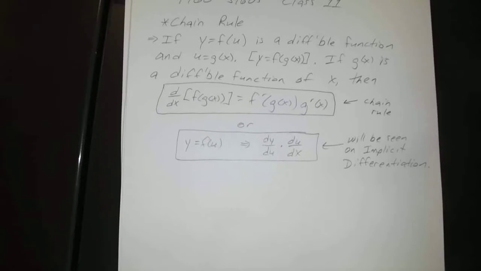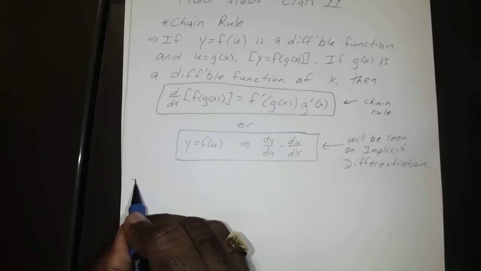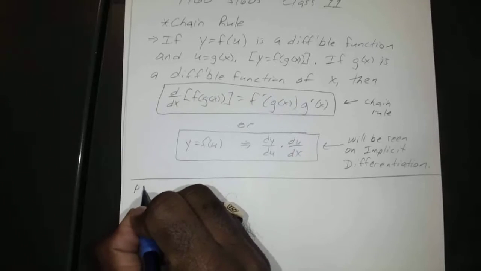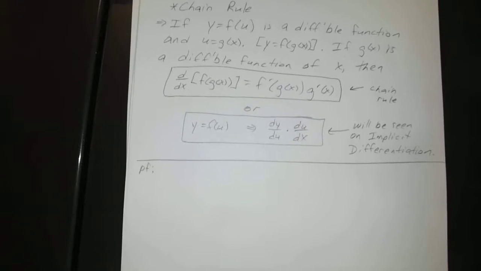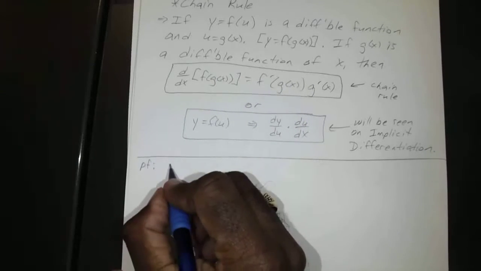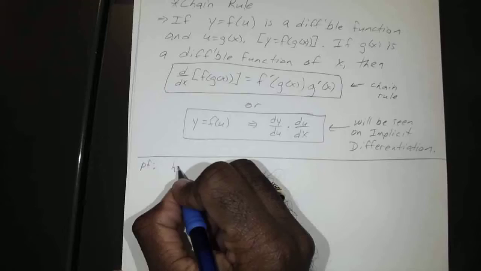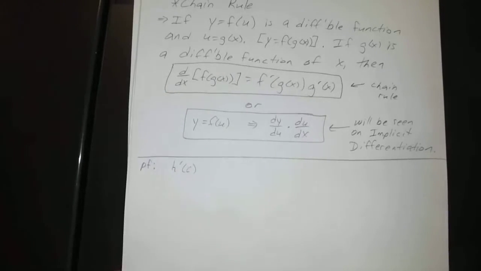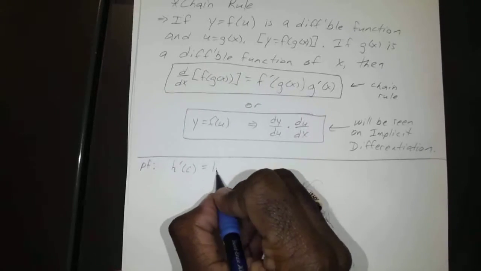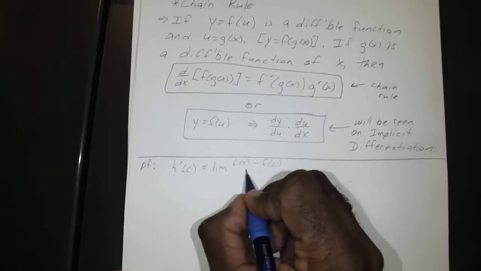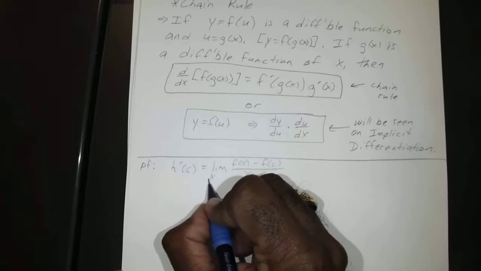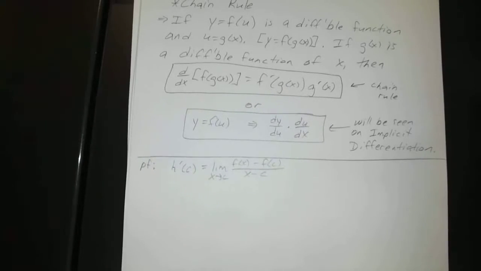All right, so before we get to the example, might as well do a quick proof. Okay, so let's see if we let h prime of c equal the limit of f of x minus f of c all over x minus c as x approaches c. So instead of x and a's or x plus h and x, we're using x and c in the same spot.